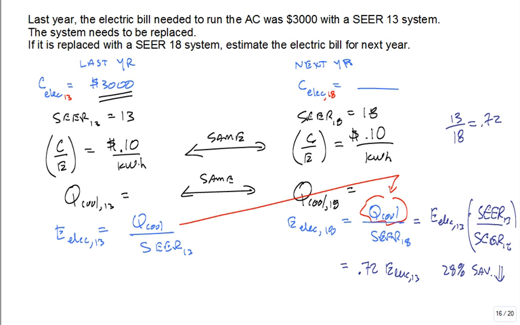So the final cost for the 18 SEER next year is 72% of the cost for the 13 SEER, so it's going to be right at $2,167, representing a savings of $833. I'm running out of room, $833 savings. All right?